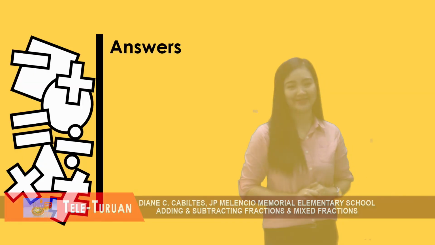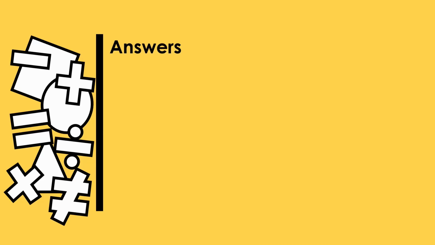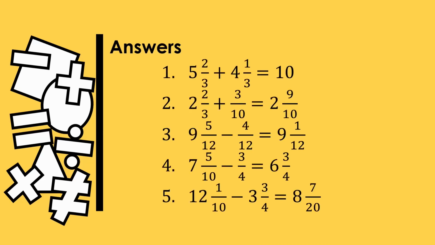Let's check your work. Number 1, 5 and 2/3 plus 4 and 1/3 is equal to 10. Number 2, 2 and 3/5 plus 3/10 is equal to 2 and 9/10. Number 3, 9 and 5/12 minus 4/12 is equal to 9 and 1/12. Number 4, 7 and 5/10 minus 3/4 is equal to 6 and 3/4. And number 5, 12 and 1/10 minus 3 and 3/4 is equal to 8 and 7/20.